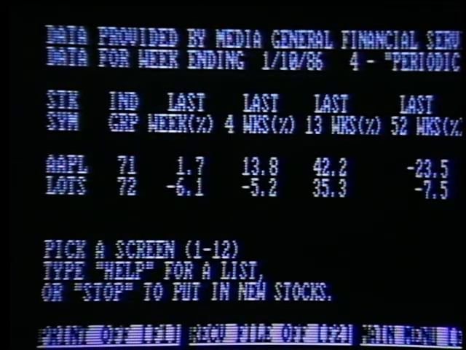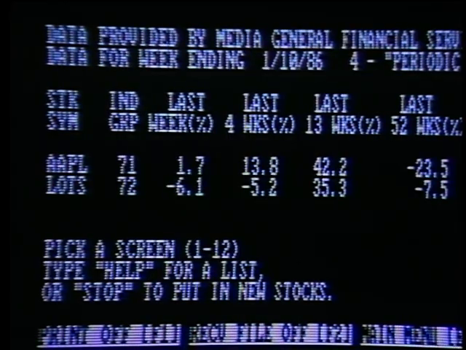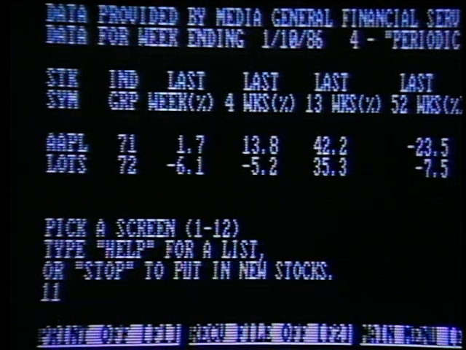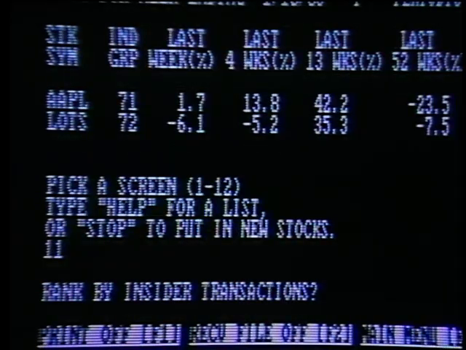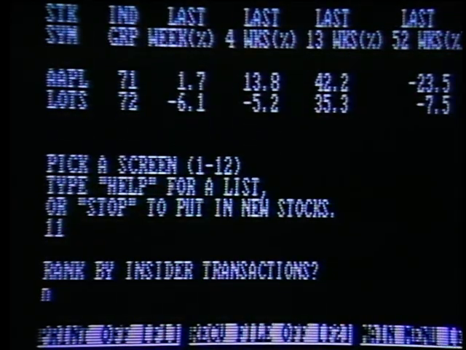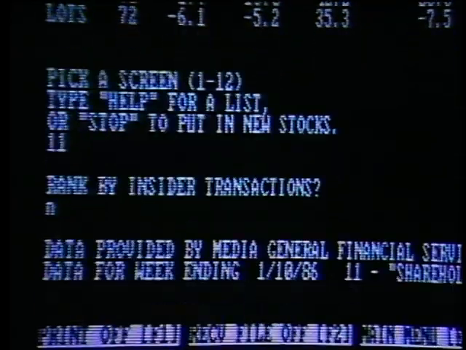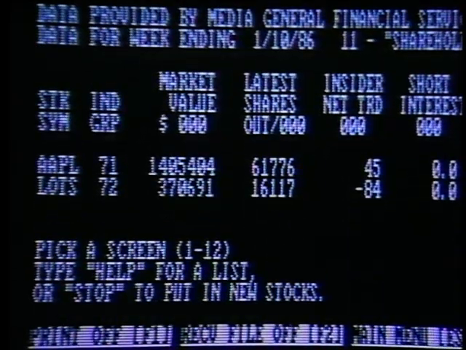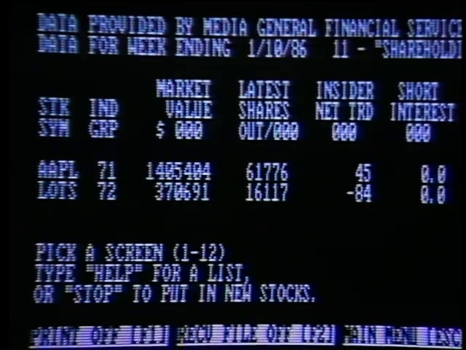Now, how would you do a transaction on the stock? Well, if I want to do a transaction... Well, can I stop you before you get to that? Suppose I want to know what the insiders are doing in these two companies. Okay, what we want to do there is, that happens to be on screen 11. So we've asked it for screen 11. It wants to know whether I'm interested in ranking those, and I've said no. So it comes back and says 45,000 shares of Apple were purchased by insiders in the last reporting period. 84,000 shares of Lotus were sold.